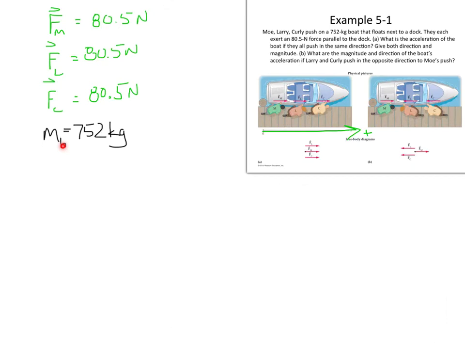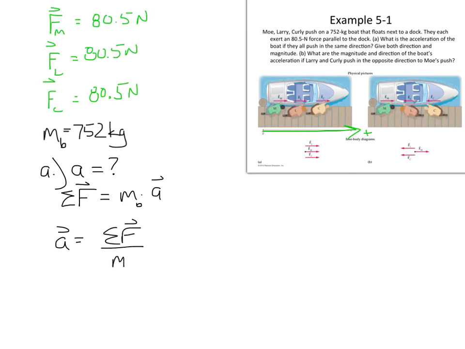And part A is, what is their acceleration, or you might say the acceleration of the boat? Well, let's write down what we know about Newton's second law. The net force on an object, in this case the boat, is going to be the mass of the boat times the acceleration. That means the acceleration of the boat is going to be the net force divided by the mass of the boat.